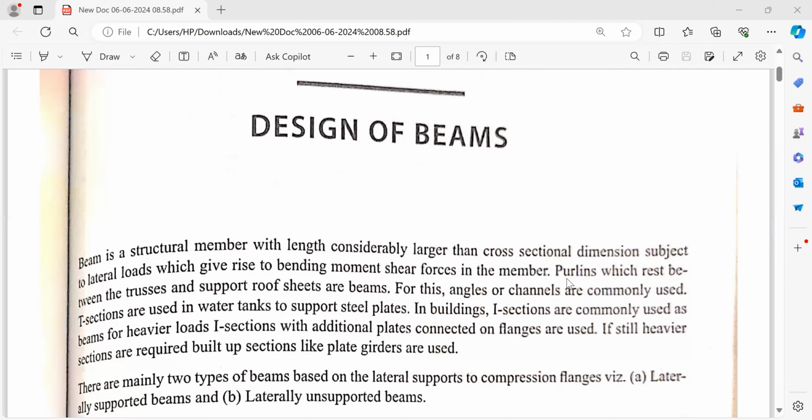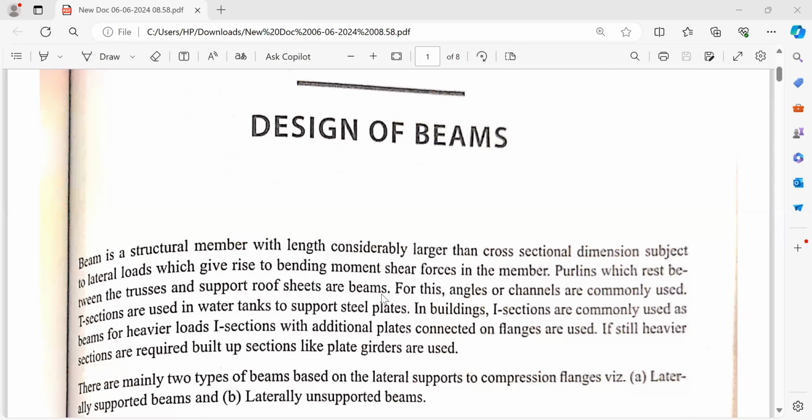Purlins. Purlins are the members used in trusses in the case of truss roofs. Over the trusses, a purlin will run from one truss to the other truss, over which the covering sheets of the roof will be laid. So purlins, which rest between the trusses and support the roof sheets, are considered as beams.